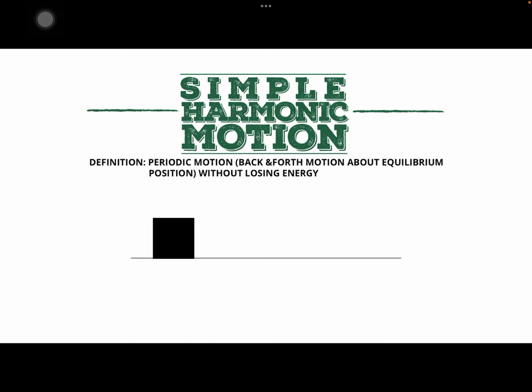Okay, let's say we do have an object that is moving back and forth like that. Let's say the distance between one end to another end is 10 centimeter, and its center from one end to another end is 5 centimeter. So the center we call as the equilibrium position. So the simple harmonic motion keyword is we do have a periodic motion without losing energy.